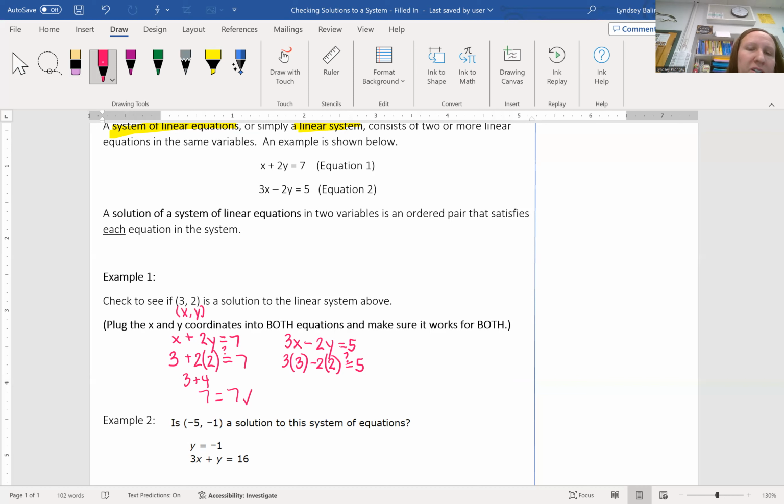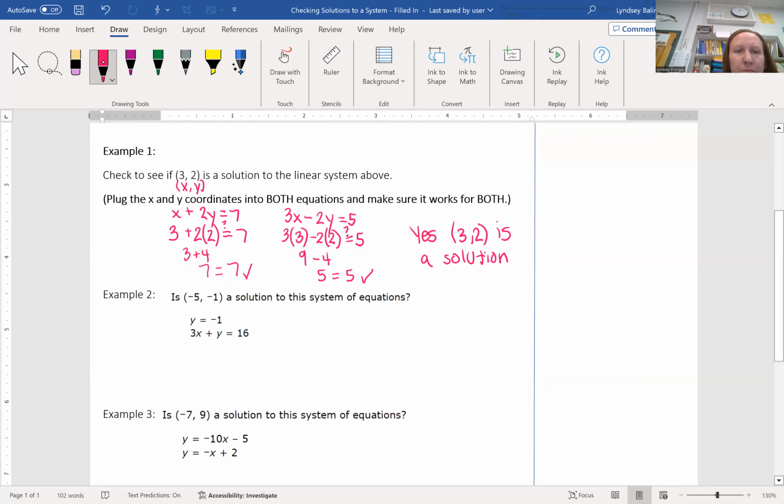And for the other one, 3 times 3 would be 9. 2 times 2 is 4. 9 minus 4 is the 5 that we had on the other side. So plugging in 3, 2 into my second equation also worked because it worked in both. Yes, 3, 2 is a solution. It works in both. It's a solution to the system.